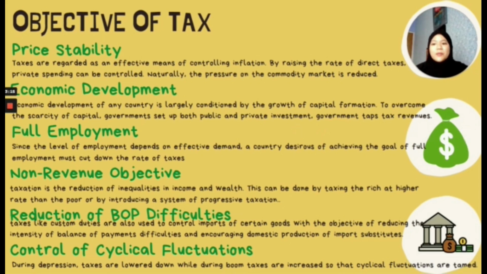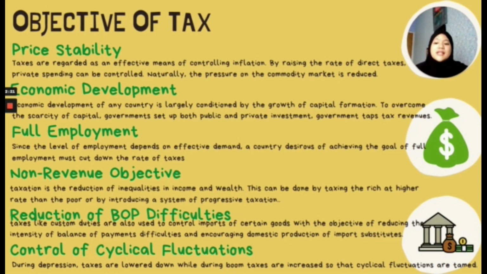So the third one is full employment. Since the level of employment depends on effective demand, a country desirous of achieving the goal of full employment must cut down the rate of tax. So next is non-revenue objective. So taxation is the reduction of inequalities of income and wealth. Next is reduction of BOP difficulties.